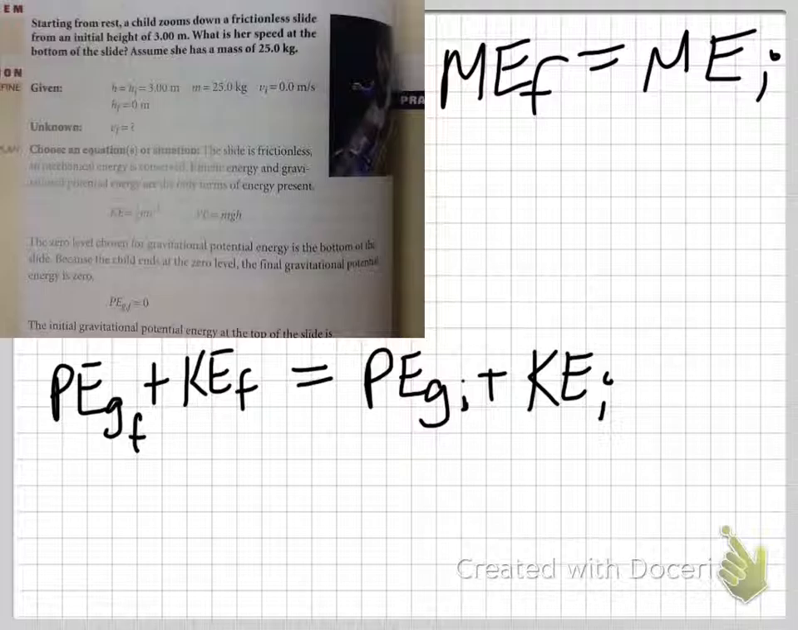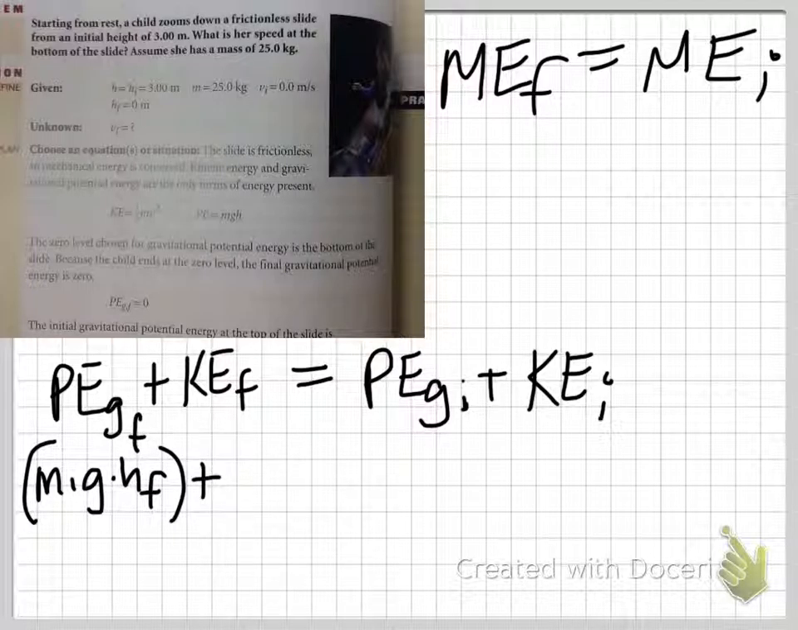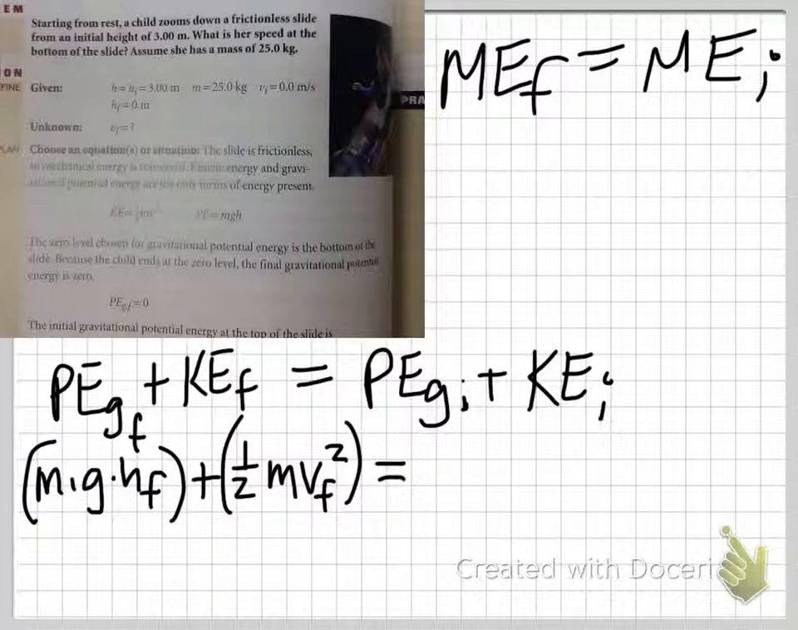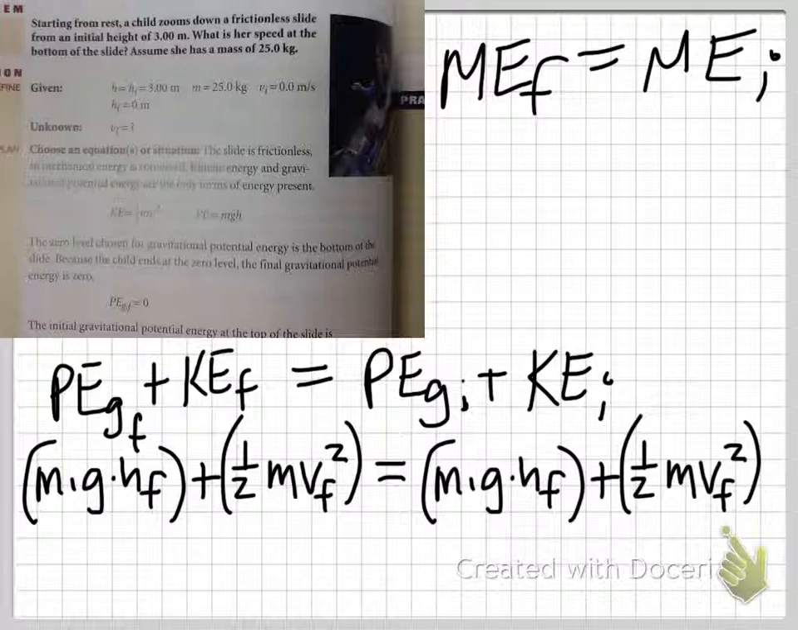So you have formulas for each of these. Potential energy gravitational final would be what? Mass times gravity times final height. You can put that in parentheses if you want. Final kinetic energy would be what? 1/2 mass velocity final squared. And of course, all the same stuff with your initial values put in.